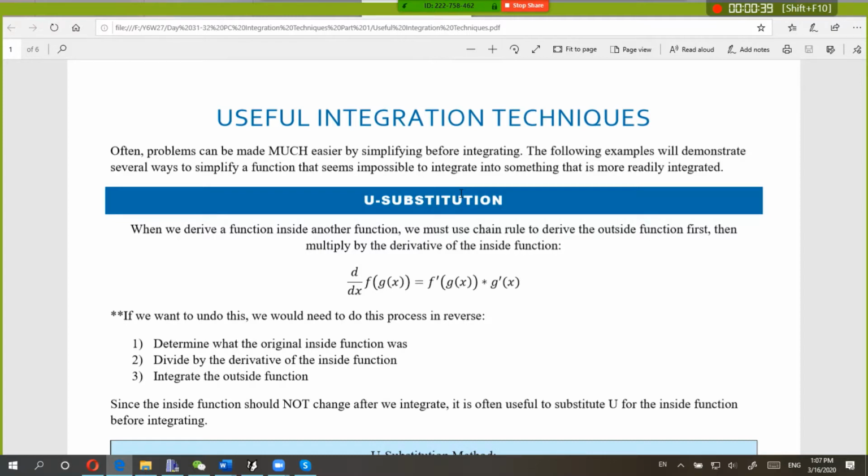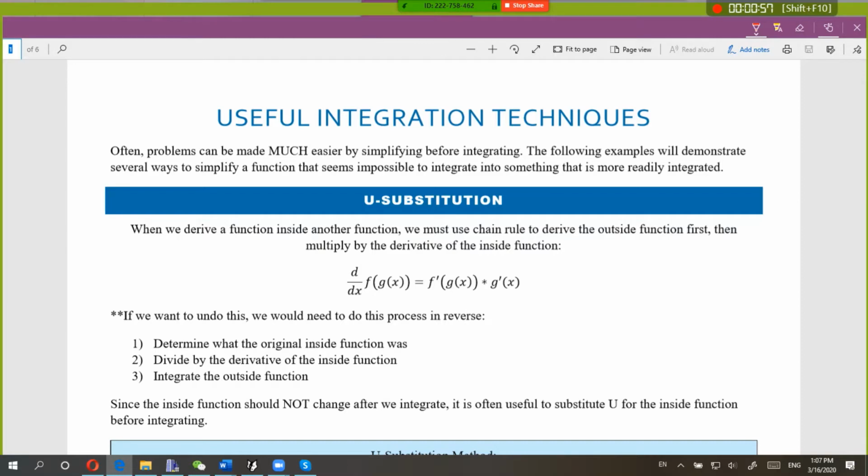So starting with U-Substitution. U-Substitution is basically chain rule in reverse. If I was going to derive f of g of x, I would end up with f prime g times g prime. So if I wanted to undo this, then I would divide by the derivative of the original inside function. So I would want to divide by g prime, and then integrate the outside function to get back.